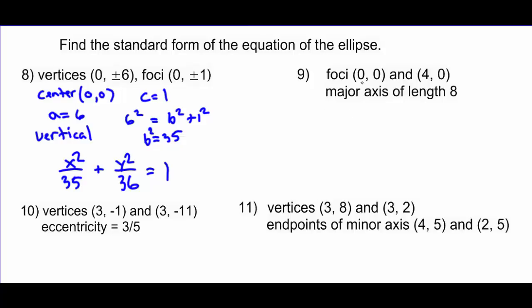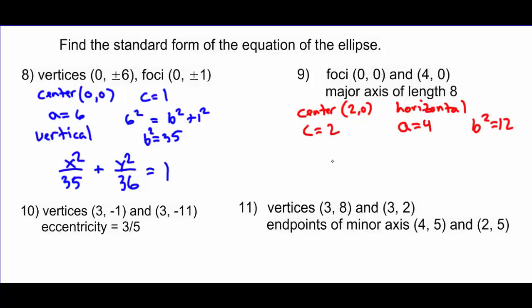Again, if you just look at something like knowing the foci, you can figure out a lot. I know right away that if the foci are at (0, 0) and (4, 0), the center's at (2, 0). I know that the C value is 2. Also, I know that this ellipse is going to be horizontal. Major axis length of 8 gives me the A value of 4. And then if we do 4 squared is equal to 2 squared plus B squared, we can pretty quickly figure out that B squared is equal to 12.